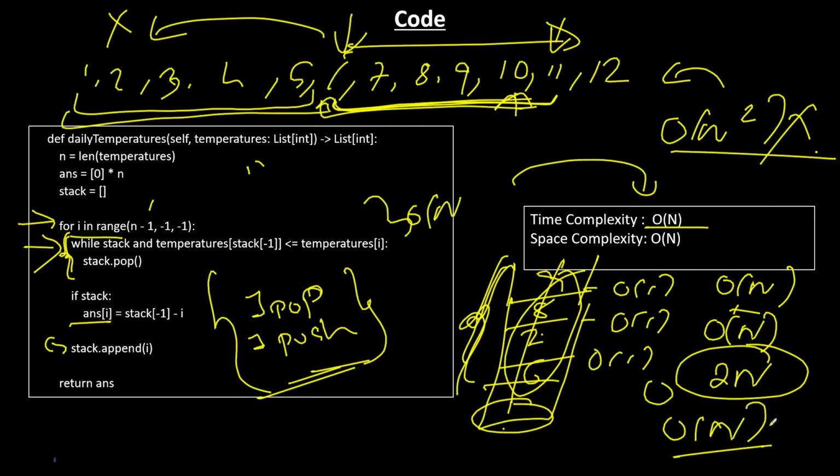So I hope you're getting the idea why the time complexity is O of n and space complexity is O of n, because we created a stack whose size could go up to O of n in the worst case scenario, and also an answer array which is already of O of n size, right? So I hope you understood the code explanation along with the time and space complexity. So now let's move to the next slide.